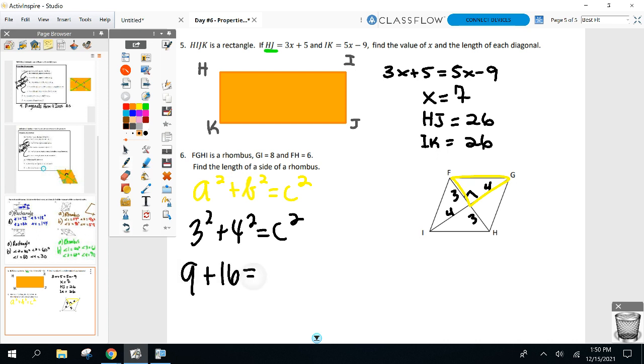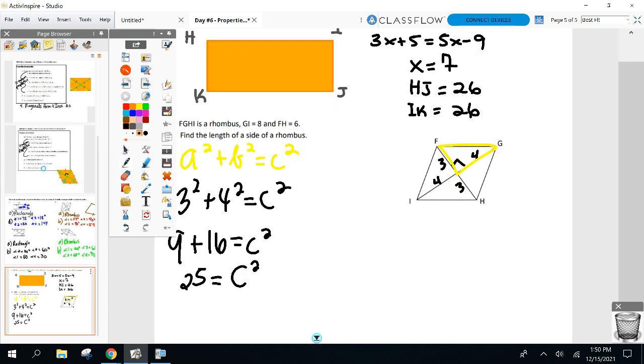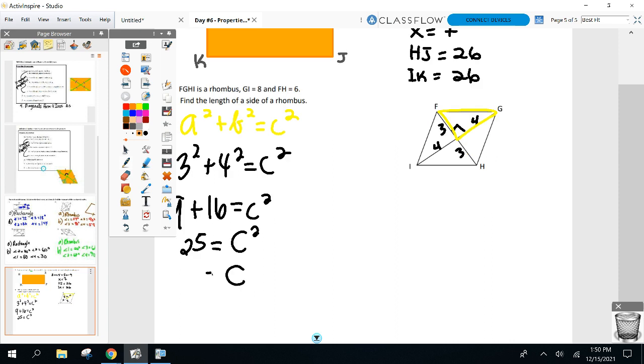9 plus 16 equals C squared. C squared equals 25. So what do you got for C? Hi, Tim. C equals 5. Take the square root of 25, you get 5. There it is. 5. Doesn't matter which side, they're all 5.